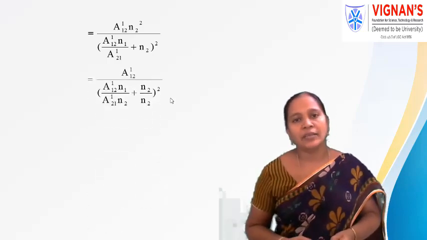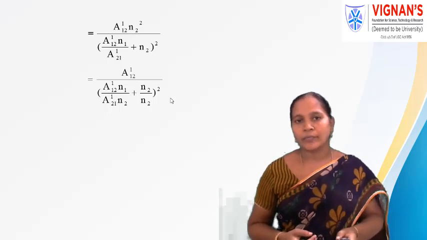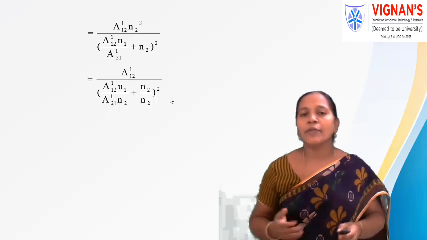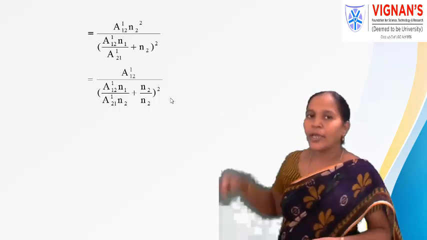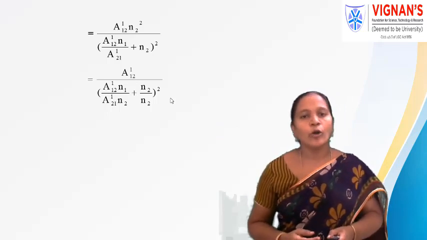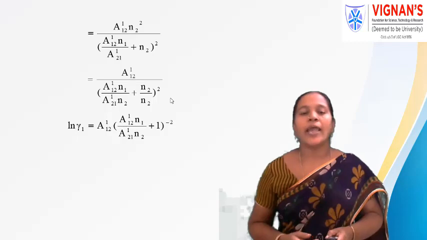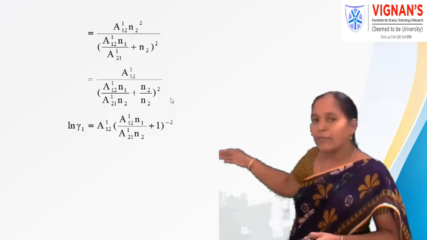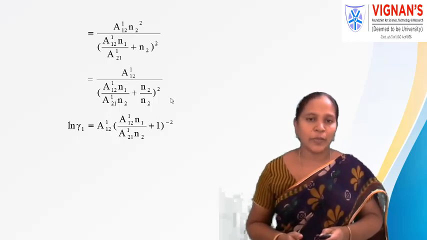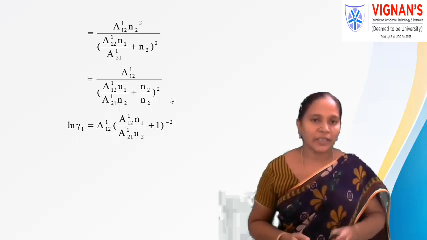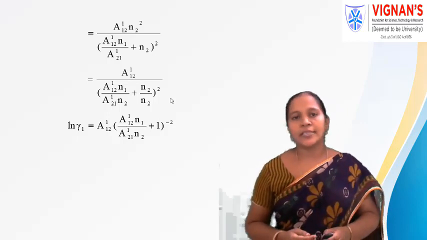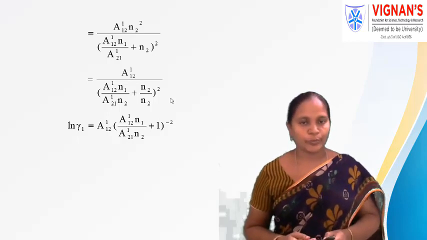Then divide with n2 square. Taking the n2 square into the denominator, that is A12 dash divided by (A12 dash n1 by A21 dash n2 plus n2 by n2) whole square. Therefore, ln gamma 1 is equal to A12 dash into (A12 dash n1 by A21 dash n2 plus 1) to the power minus 2. Taking the denominator term into the numerator gives the power minus 2.